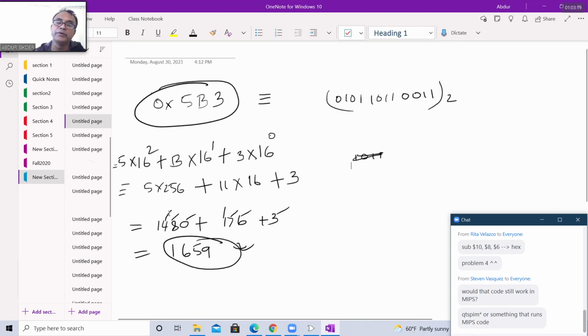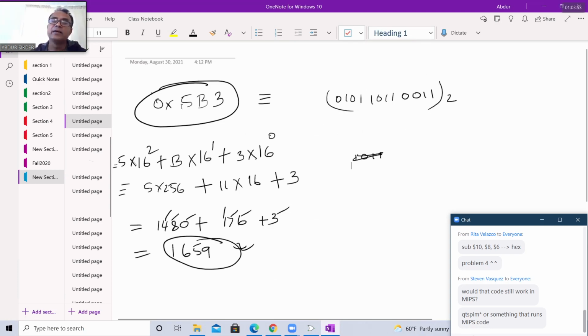And then you can convert it to decimal like this, using 16 to the power 0 times the first digit, plus 16 to the power 1 times the second digit, plus 16 to the power 2 times the third digit, and so on if you have more. And then you work it out. Very clear? Sometimes they put a parenthesis and put 2, meaning this is a binary number. This 2 doesn't mean anything but that.